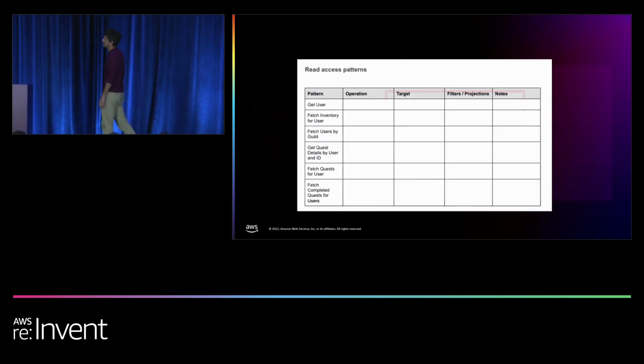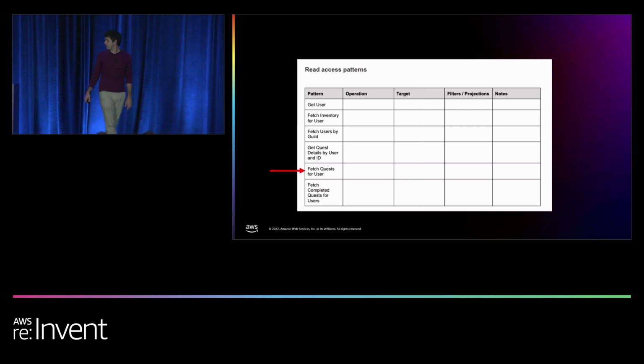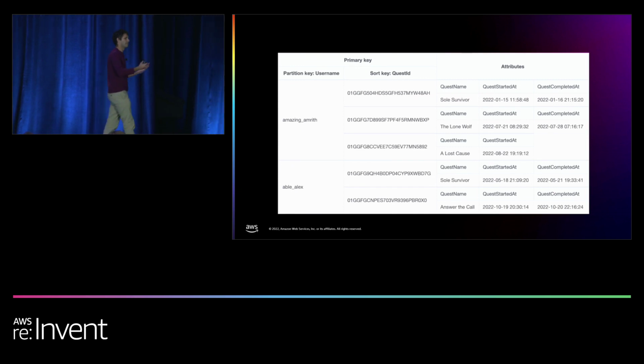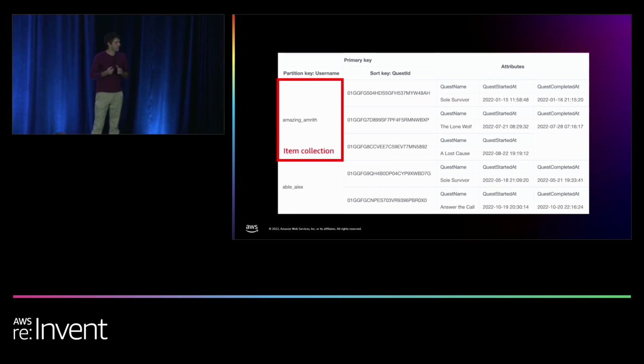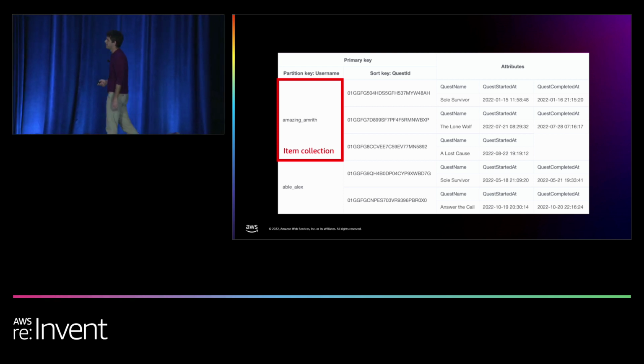So you can do that in certain scenarios, but more commonly you'll probably use a different pattern. So let's look at a different one, fetching quests for a particular user. And we can go back to our table. Our quest table has that composite primary key.